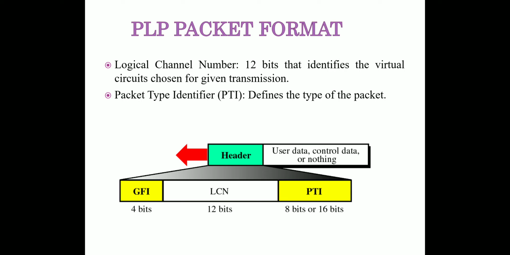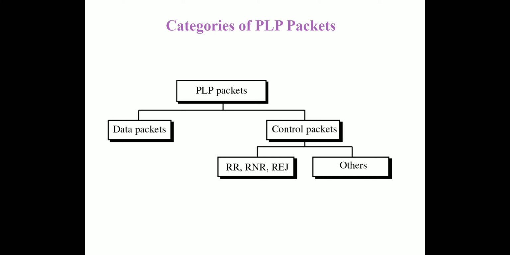And the last part of the header is the packet type identifier, which is either 8 bits or 16 bits long. It indicates the type of the packet that is sent. The different types of PLP packets are basically the data packet and the control packet. There are 3 special control packets: receive ready, receive not ready, and reject. And then there are other control packets for establishing the connection, disconnecting the SVC, and so on. So we'll take a look at these packets.